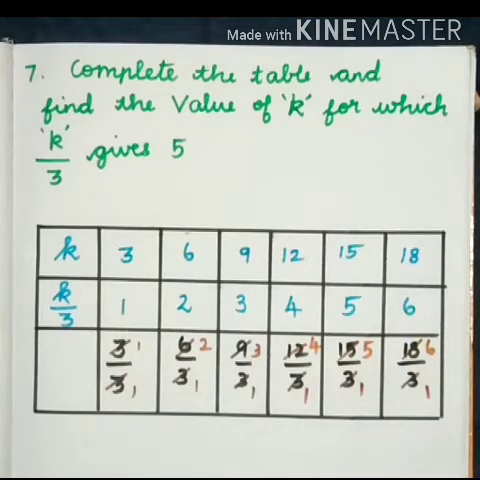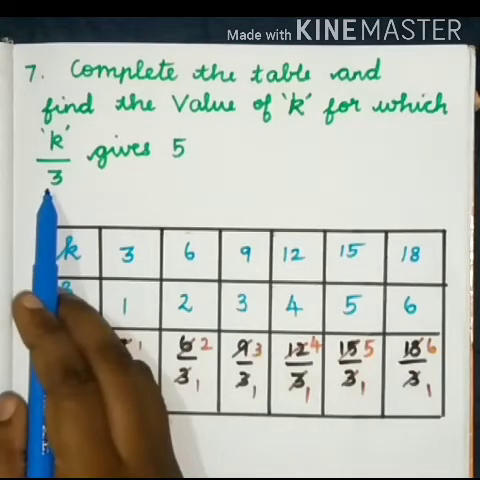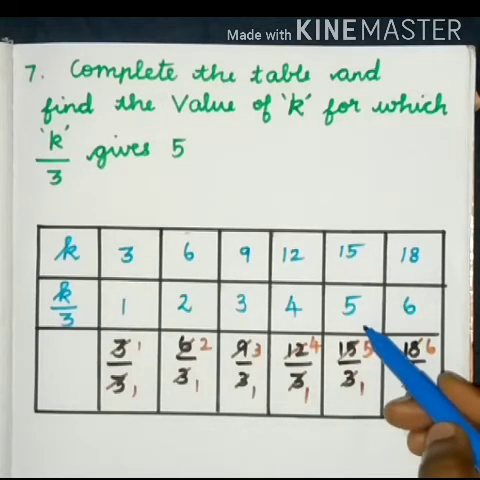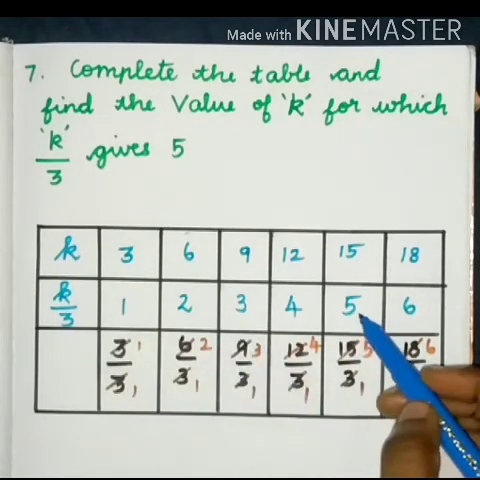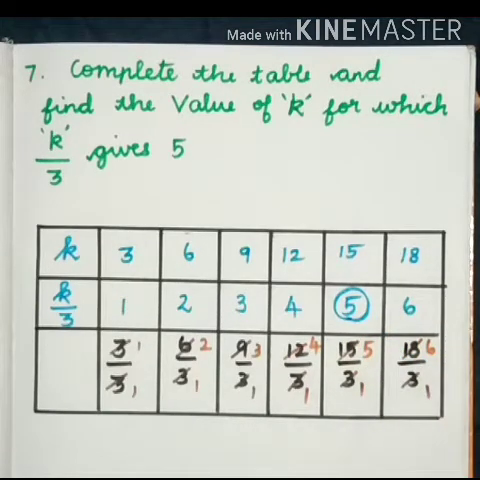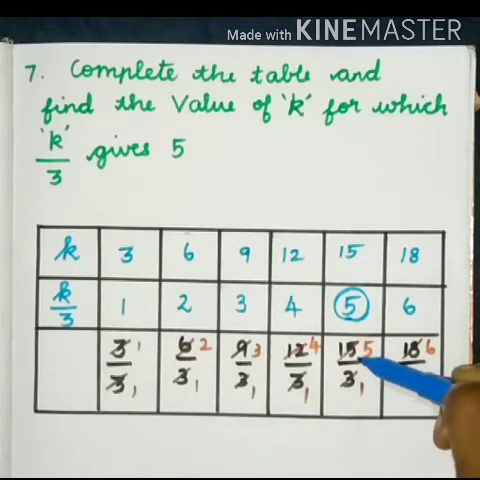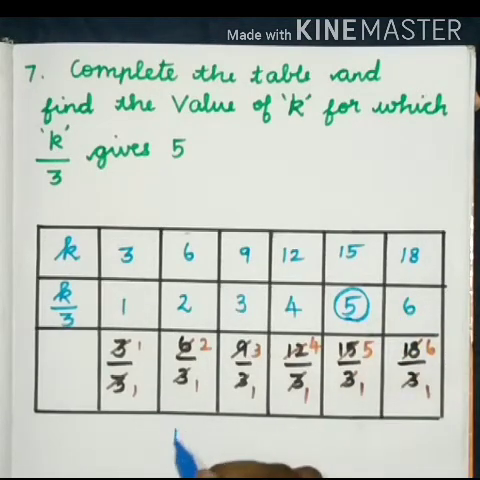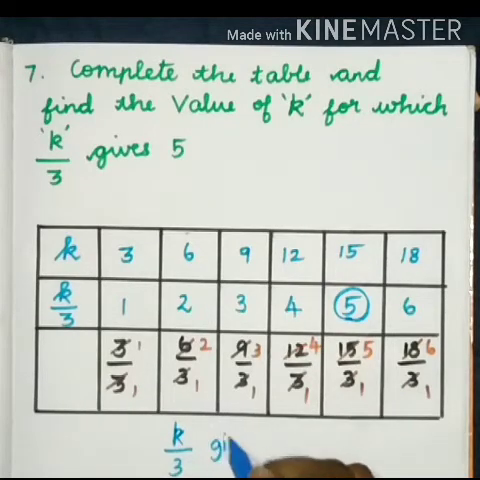Then after completing the table, you have to find the value of k for which k by 3 gives 5. When you get the answer 5, k by 3 gives 5. See, here you get the answer 5. When you divide 15 by 3, you get the answer 5. That is, k divided by 3 gives 5.